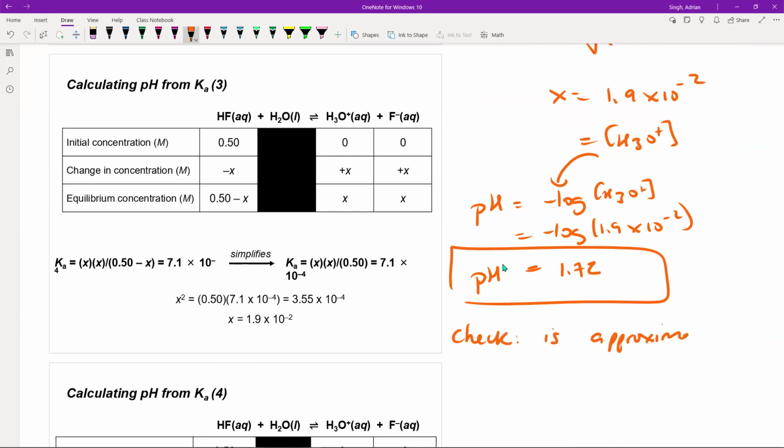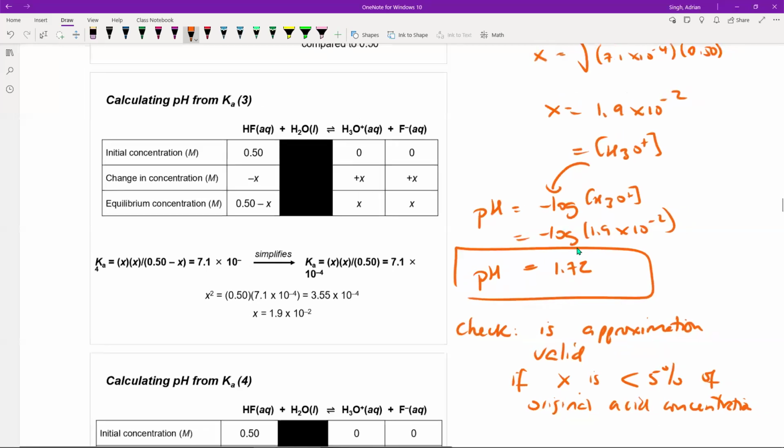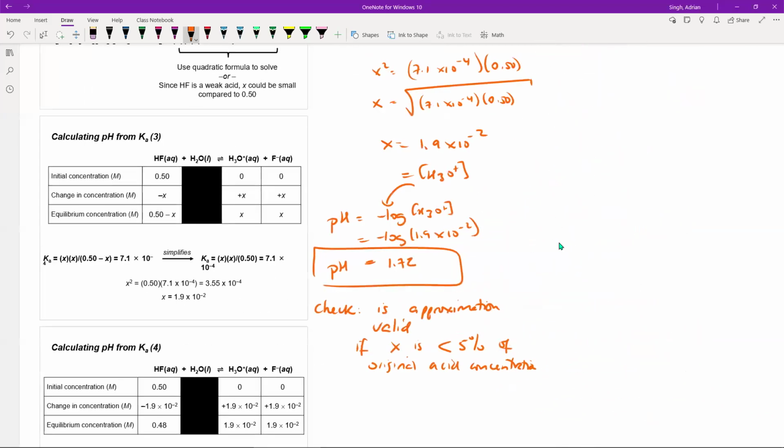And the approximation will be valid if x is less than 5% of the original acid concentration. Okay, so if you make that approximation, that simplification, you always want to check it at the end. So x here we found was 1.9 times 10 to the minus 2. The original acid concentration, HF here, was 0.50.